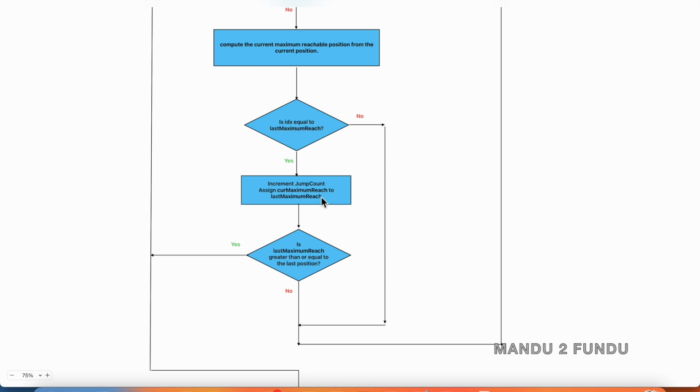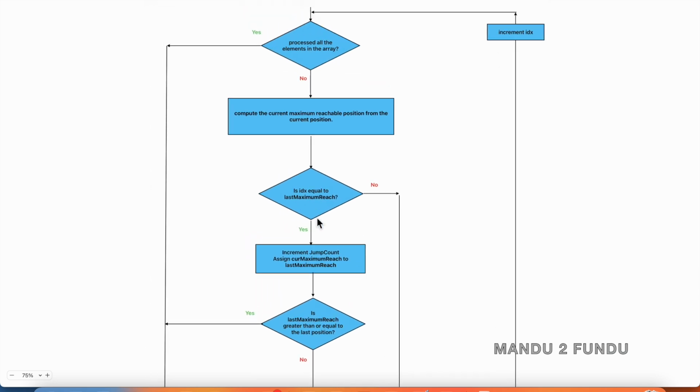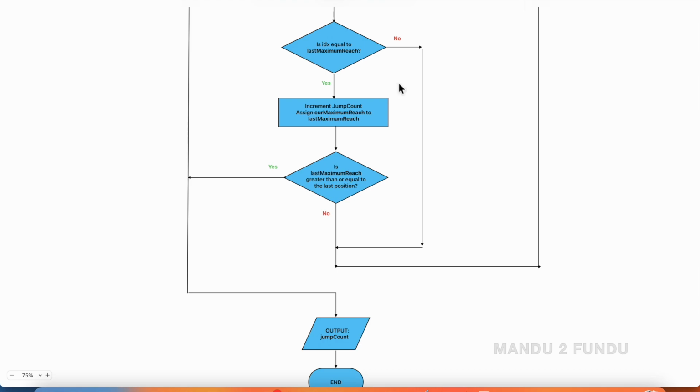In this case we have to increment the jump count and assign the newly computed current maximum reach to the last maximum reach variable. And then we check whether that last maximum reach variable is greater than or equal to the last position of the array. That means we are able to reach the last position. So in that case we go out and return the jump count. Otherwise we keep processing the next element in the array. So this loop continues until we process all the elements, and finally we return the jump count. Let's move on to coding.